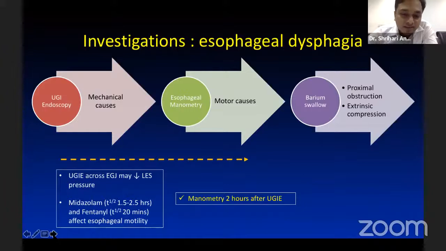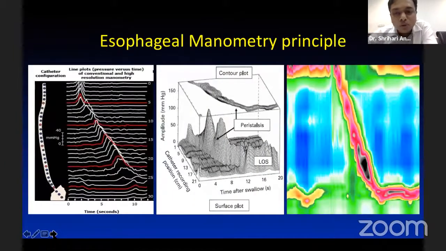So doing a manometry immediately after endoscopy might sometimes not give you accurate results. It would be wiser to schedule these patients for manometry after a gap of around 2 hours after the endoscopy, so that you have more accurate results. I would not go into the depth of esophageal manometry, as Professor Mittal had already discussed this in detail. Basically, what we are seeing in manometry is a three-dimensional motility pattern of the esophagus, represented in the form of various colors.